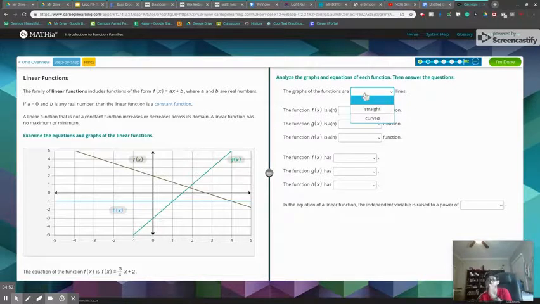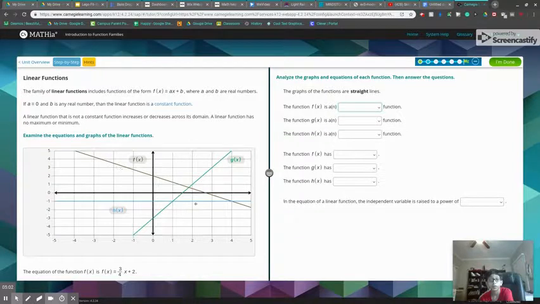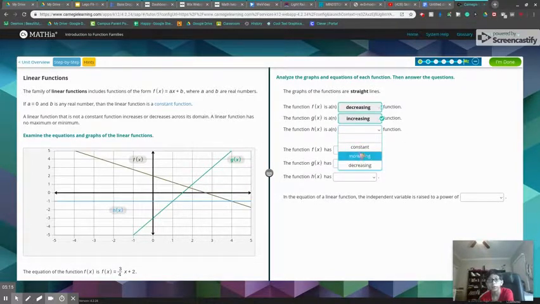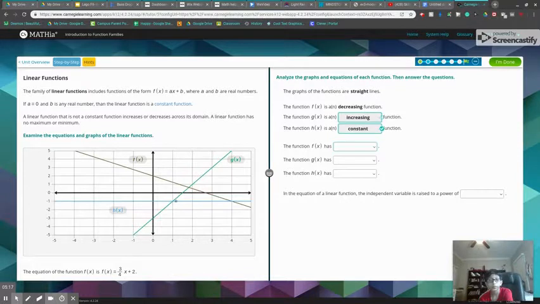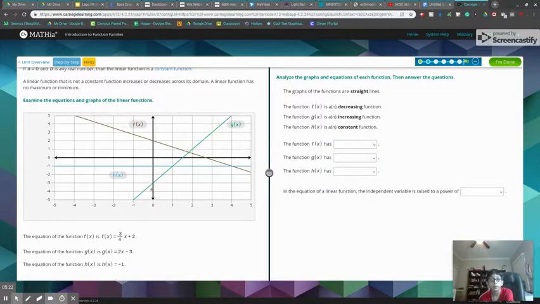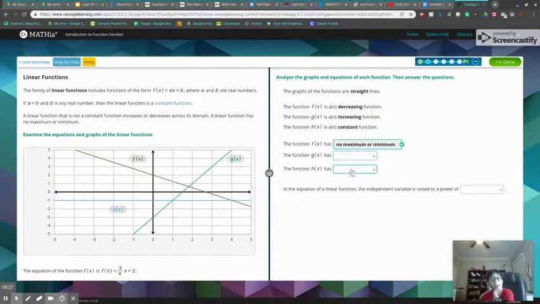The graphs of the functions are straight lines, right? And then the function f of x is going to be linear because it's straight. Oh wait, they're talking about, okay, well then it's going to be decreasing. g of x is going to be increasing, and h of x is going to be constant. The function f of x has no maximum or minimum.